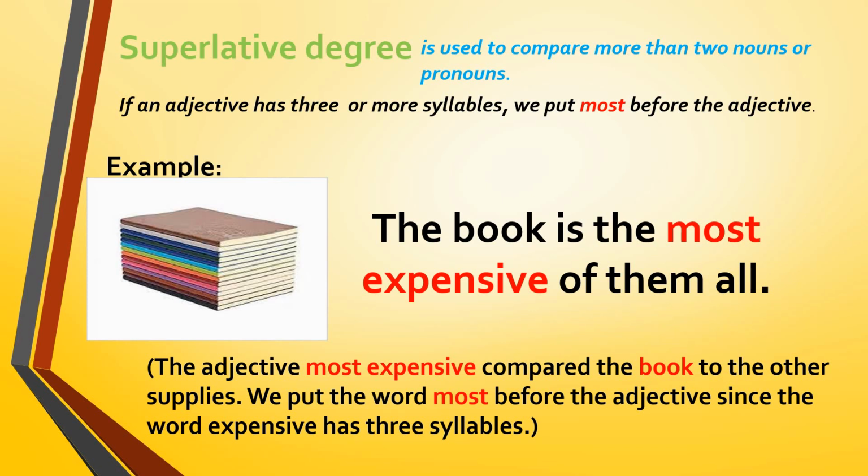Syllables means vowels. So there are three vowels in expensive: E, E and E. So these are the three vowels. So we used most for the sentence which is written, the book is most expensive of them all.